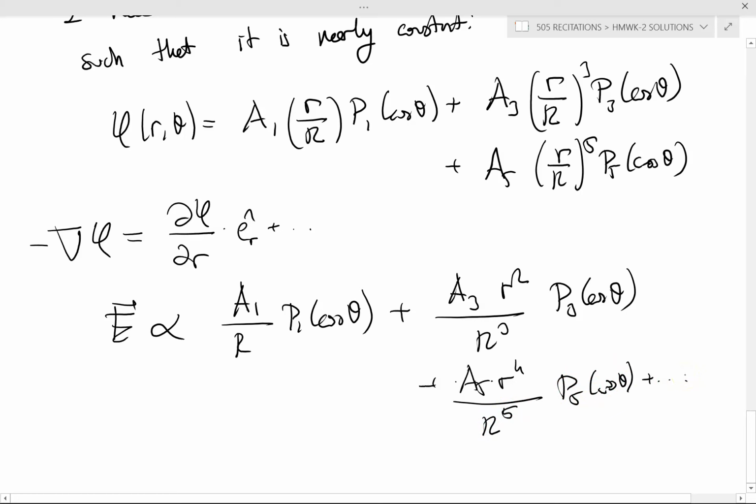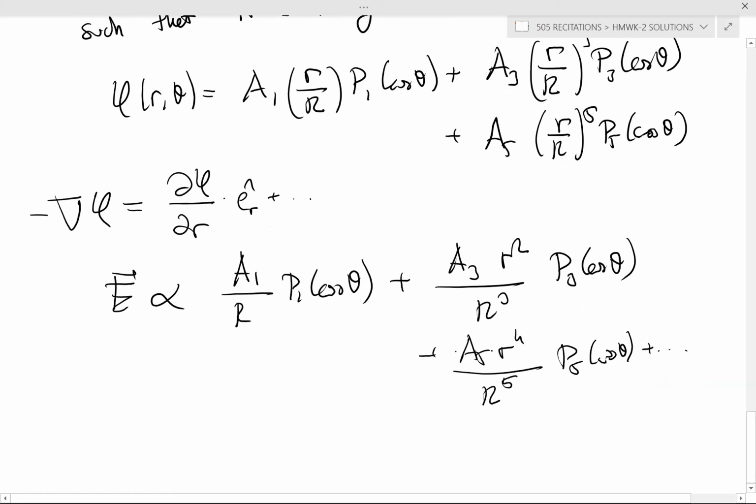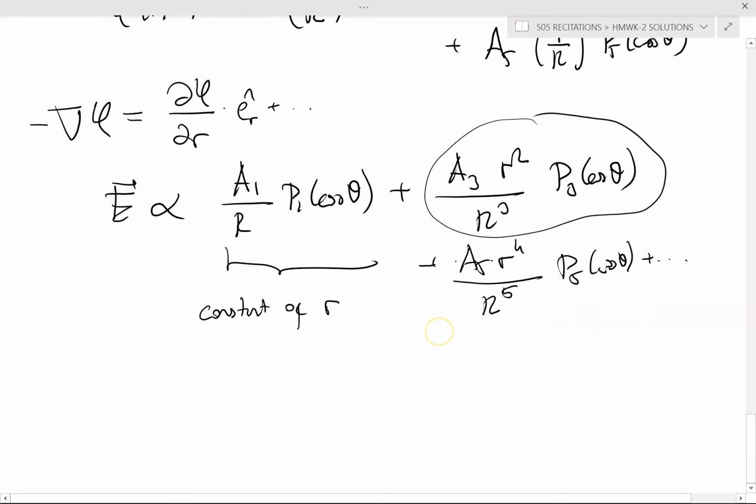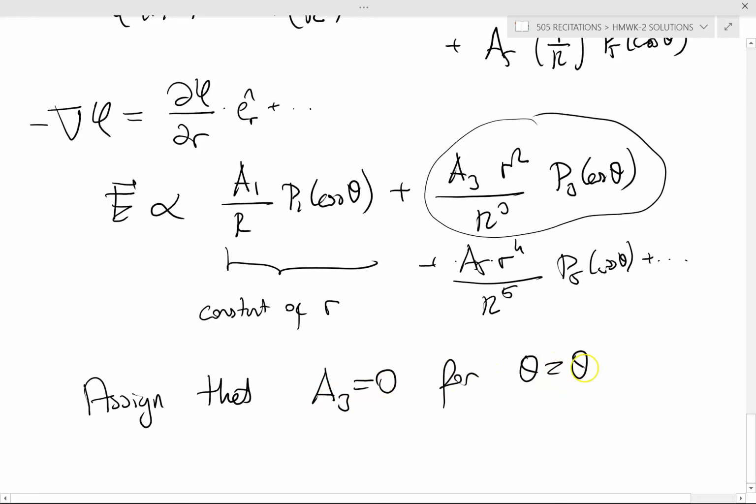My purpose is to achieve the E field distribution such that the variation along the r-axis is minimum. This is a constant of r. However, this term is not, and I can achieve my purpose by simply assigning that A3 is equal to 0 for theta equals theta 0.